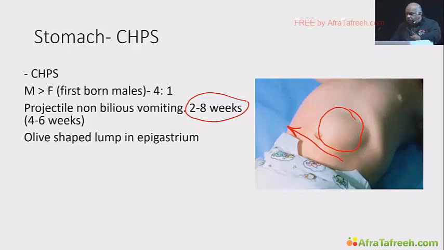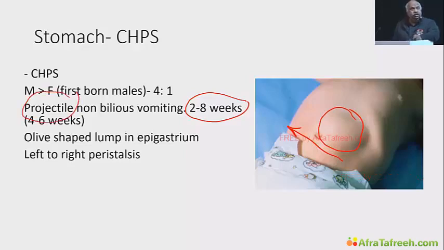So remember, you can have a question where you have a lump in epigastrium and a left to right peristalsis. This is a very classical feature of CHPS. A young child, like a 4 or 5 weeks old child, having non-bilious vomiting, projectile. And this word is also important.